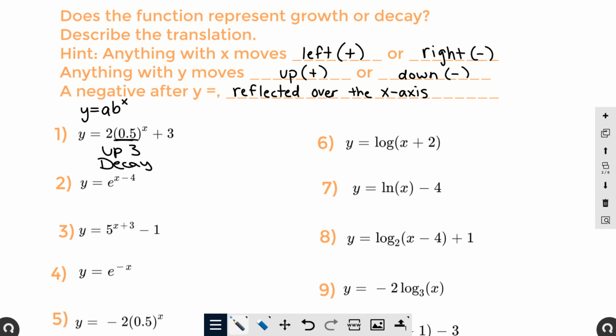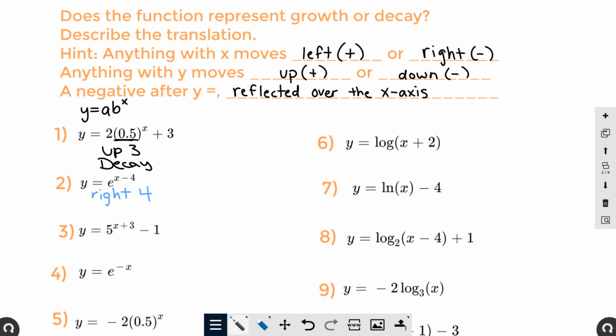All right, let's look at problem 2. y equals e to the x minus 4. Now, what you're really looking for is, is there anything that's added or subtracted to x? Yes, there's a minus 4 with the x. So it moves how if there's a minus with x? Right, 4.